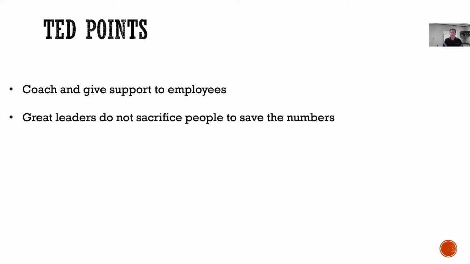Great leaders do not sacrifice people to save numbers. This is a big point that he makes in his presentation. And we already talked about the example with the winery owner who's trying not to sacrifice people to save the numbers. If you think about it, the federal government right now is trying to step in at a huge level to say, we can't sacrifice people to save numbers.